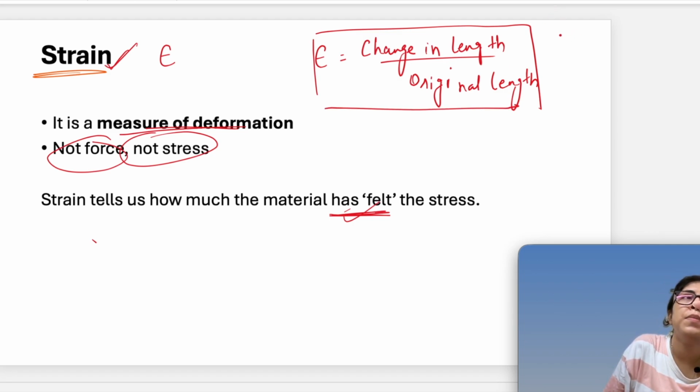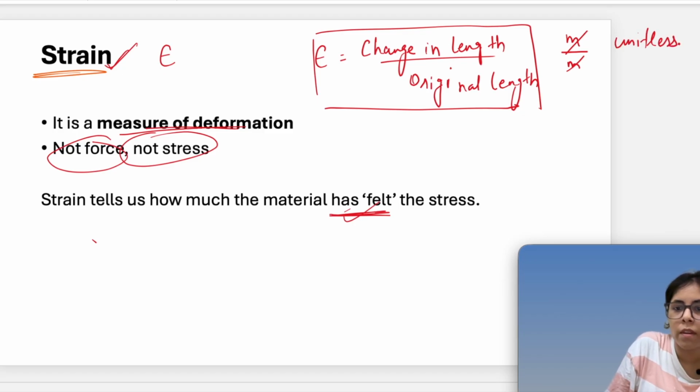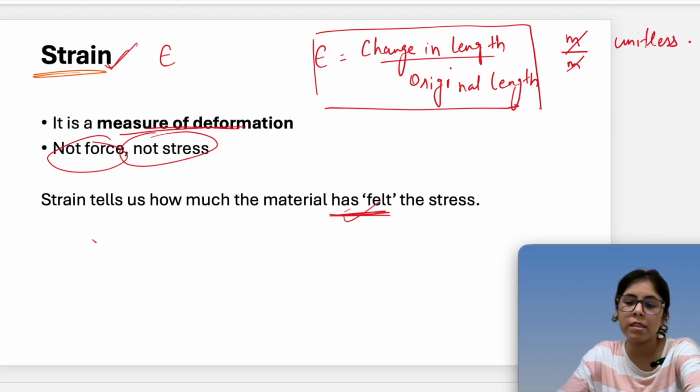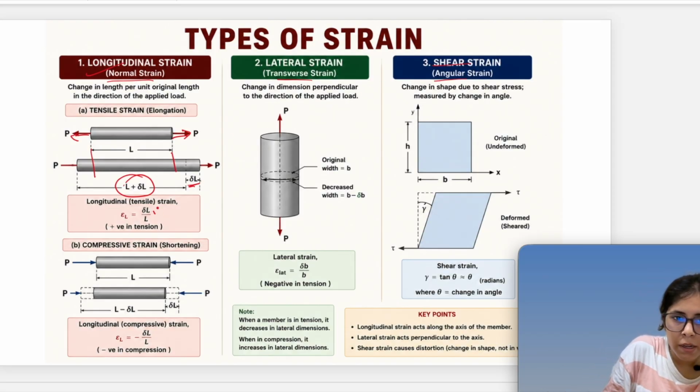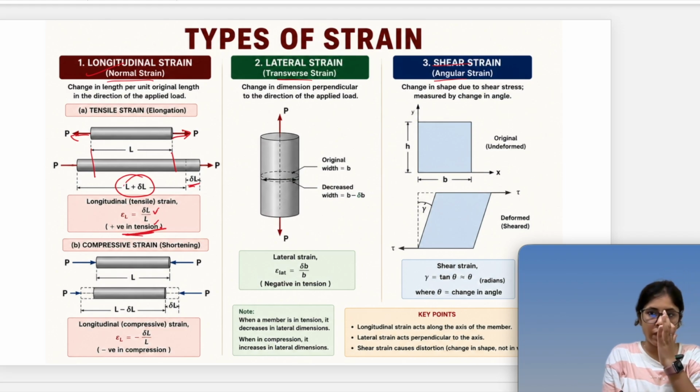The change in length will be in meters, and the original length is also in meters. So if a 1 meter rod changes by 0.1 meter, it is a unitless quantity, right? Strain is a dimensionless quantity, the change in length per original length. So longitudinal strain is delta L upon L, and this is positive. Strain is positive in tension.